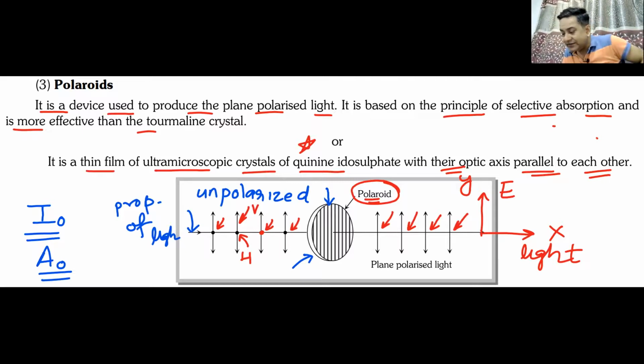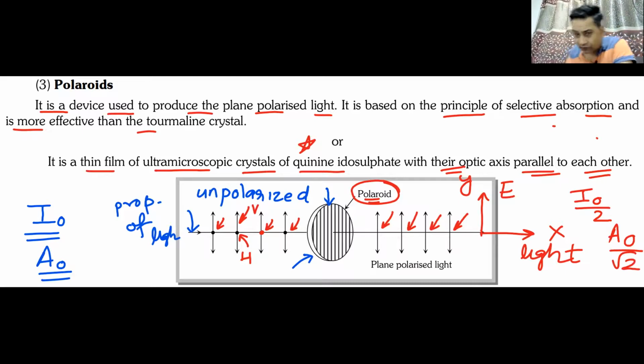Unpolarized light, the intensity is I naught. What will be the intensity of the polarized light? Intensity will be I naught by 2 and amplitude will be A naught by root 2. Do we understand this? Yes, sir.